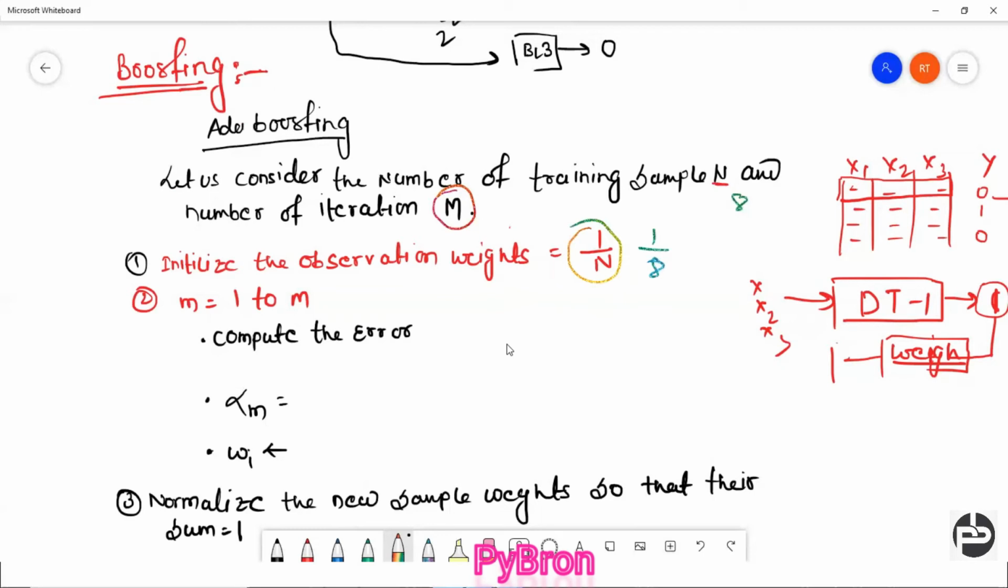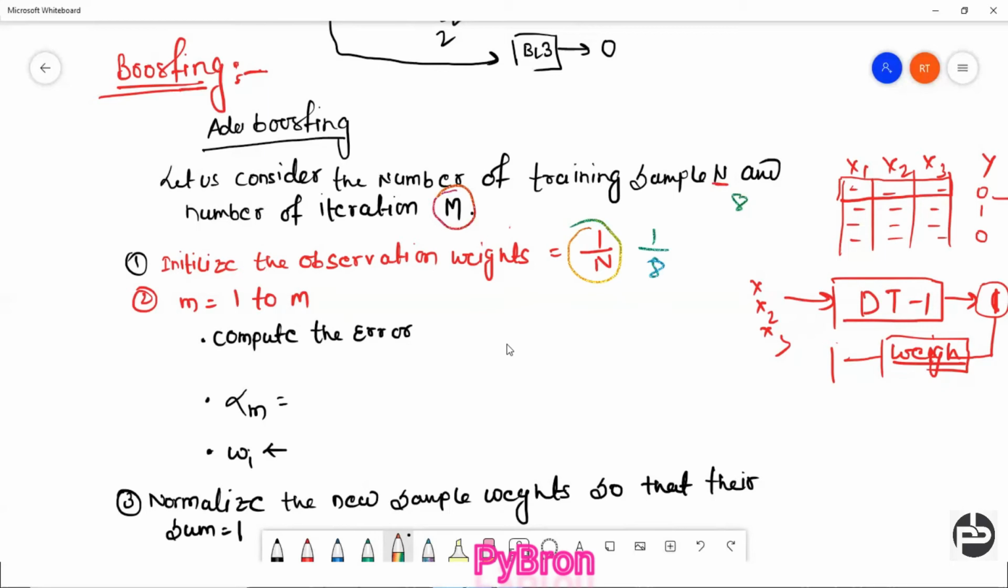Now, what do we mean by iteration? Iteration is nothing but how many times you are going to iterate this cycle. So that is known as the iteration. In my case, I took 1 to m. So it always starts from 1 and ends at m.